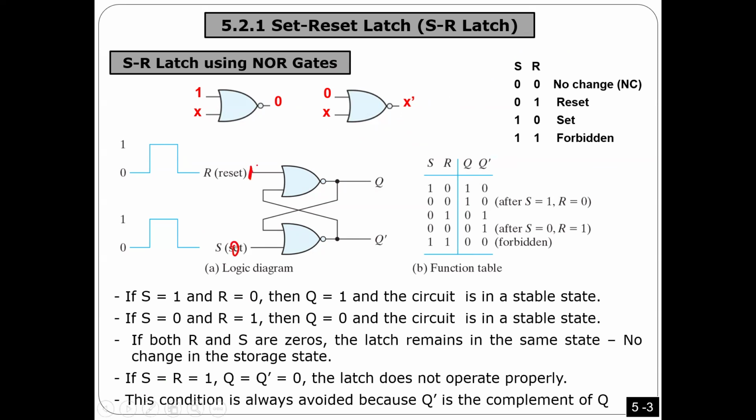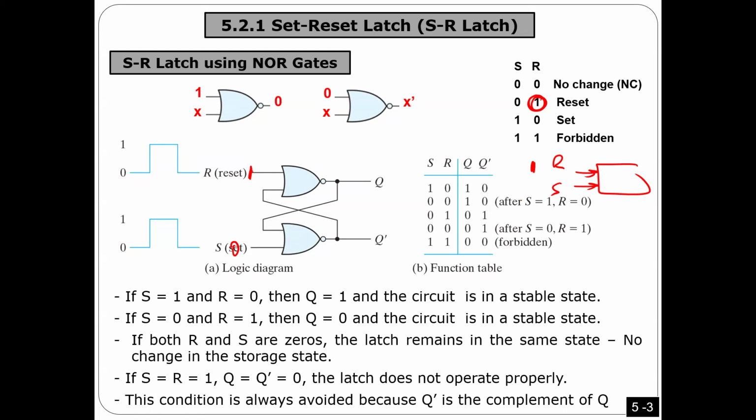For 1 0, what should it do here? It has to do reset, because this one is active high. Whatever is 1 is going to be active. We have one input here. Look here, guys. We have R and we have S. Whatever is 1 is going to be active.